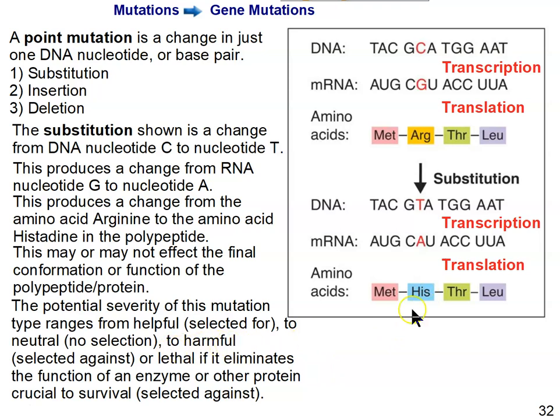If it's harmful, if it does decrease the function of that protein, then it could be selected against. It depends how severe that reduction in function is. And if it's really severe, then it could be lethal. It may eliminate the function of the enzyme or some other protein that's crucial to survival, and therefore that person would never be born, or would die shortly after being born, or at least not live long enough to reproduce. So in other words, selected against by natural selection.